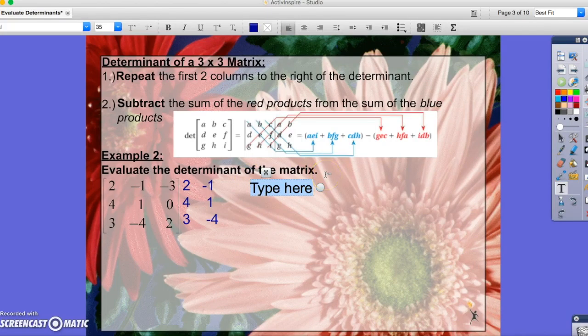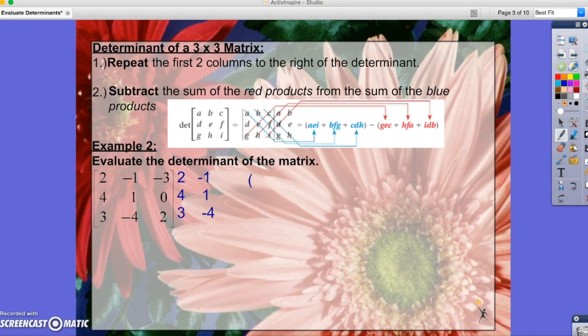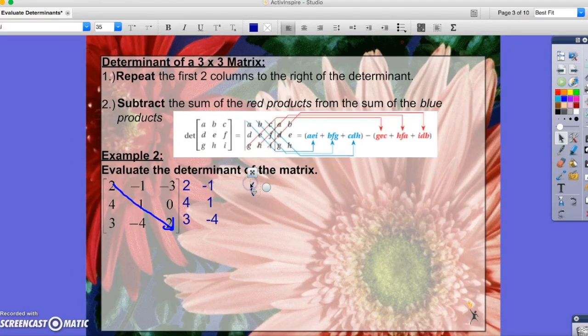Okay. So I'm going to put a parenthesis here. Now the first diagonal, I'll do one at a time. We multiply 2 times 1 times 2, and actually draw the line through them. So 2 times 1 is 2, times 2 is 4. So are we okay with me just writing what they multiply to? It's 4.